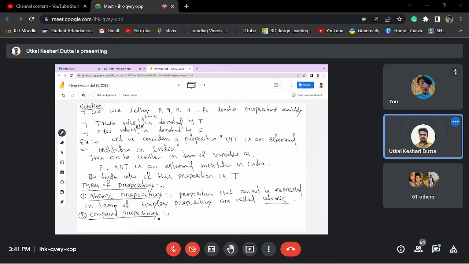You see, there are two types of proposition. One is atomic proposition, one is compound. You cannot say complex proposition. These names are fixed. Compound means a combination; the other name is composite. Not complex.